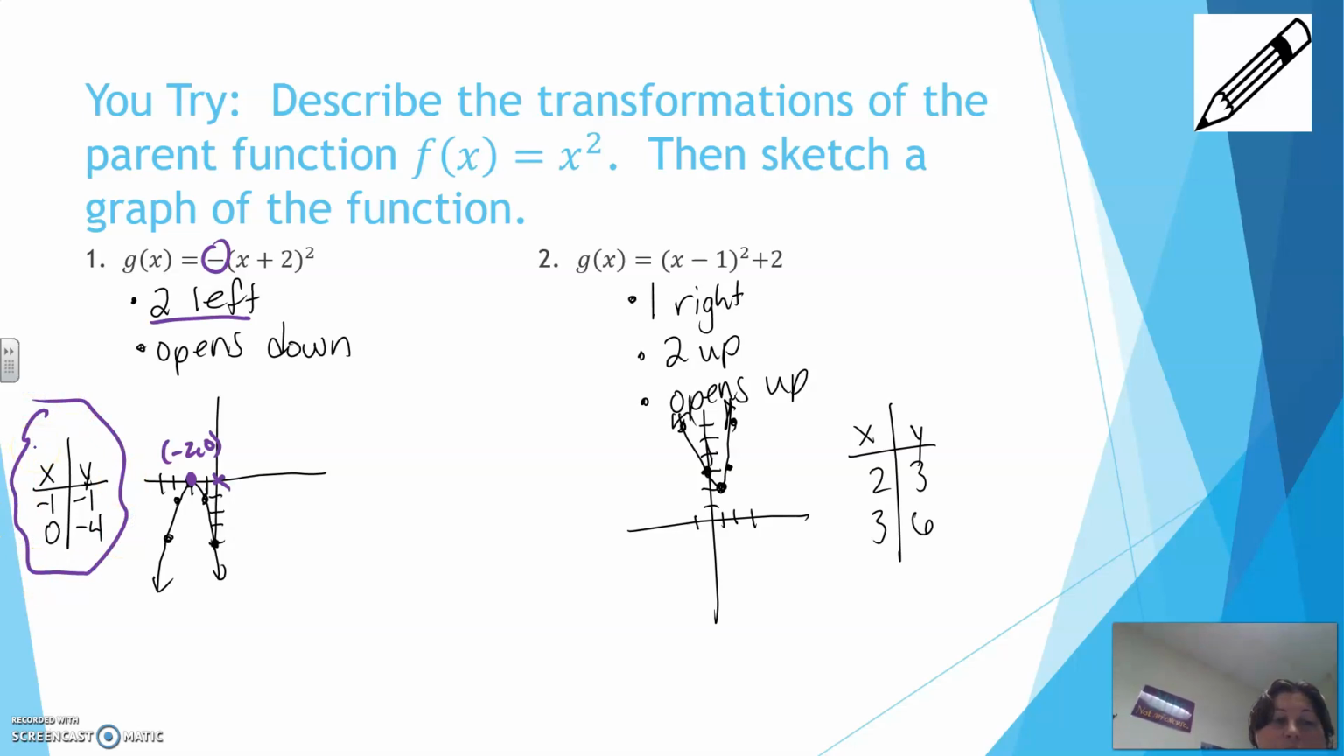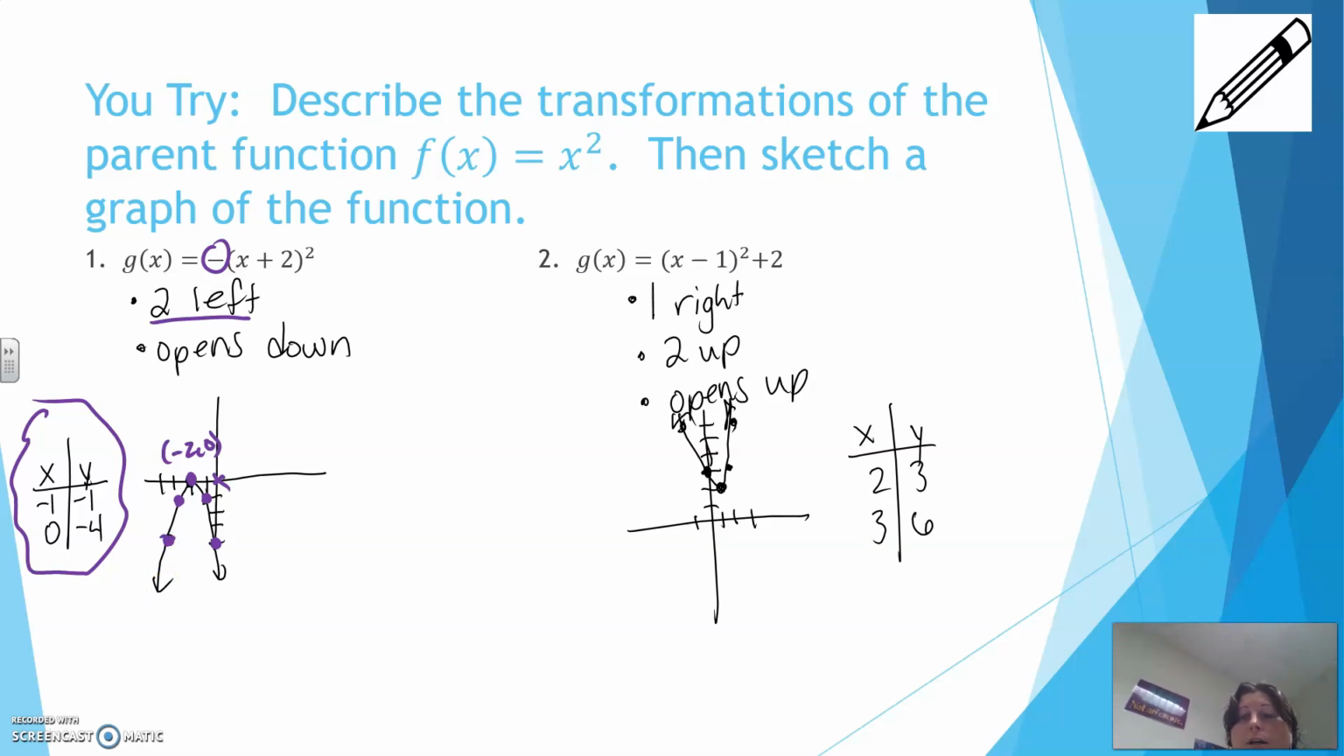If I plugged in -1 for x, I got a -1 for y, so I plotted a point at -1, -1 and reflected it. And then if I plugged in 0 for x, I got -4 and I reflected it. So that's how I got those 5 points for my parabola. So there was no vertical stretch or shrink in this case.